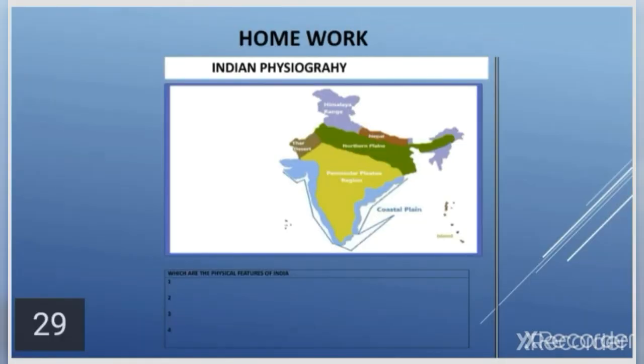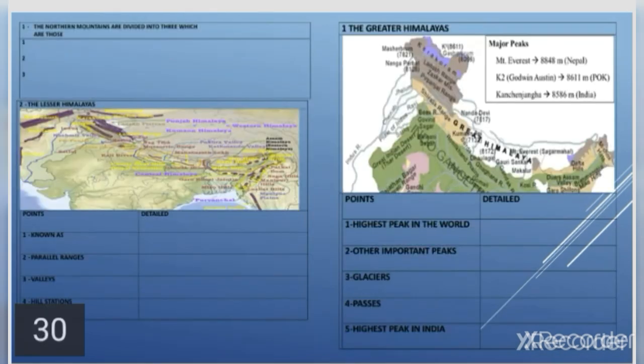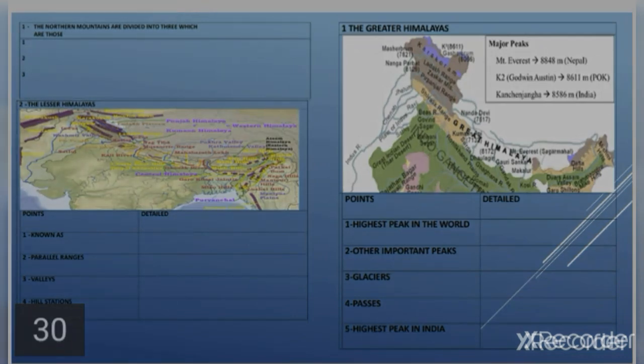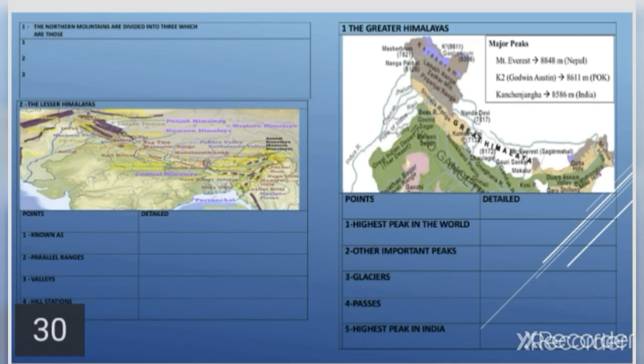Take down homework, children. What are the physical features of India? First question is, what are the physical features of India? Next question, the northern mountains are divided into 3. Which are those? And then the Lesser Himalayas known as dash. Write down the parallel ranges also, and important valleys and important hill stations.